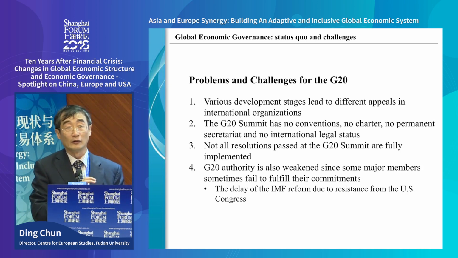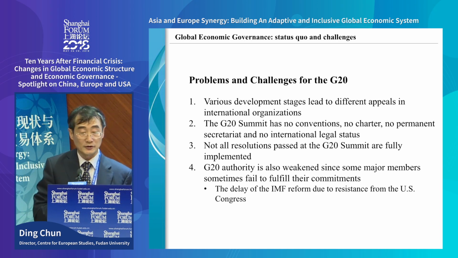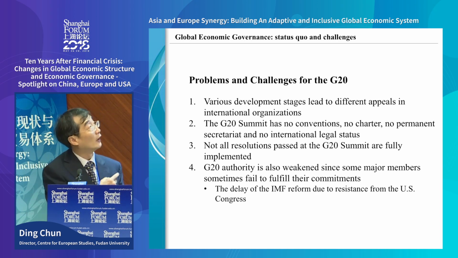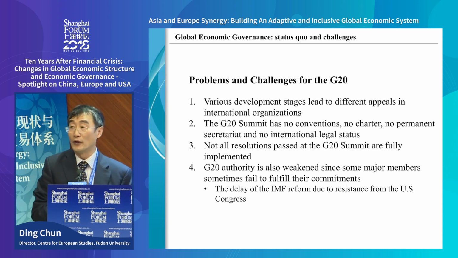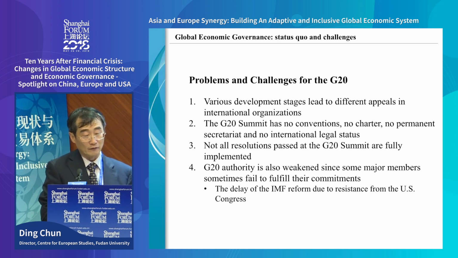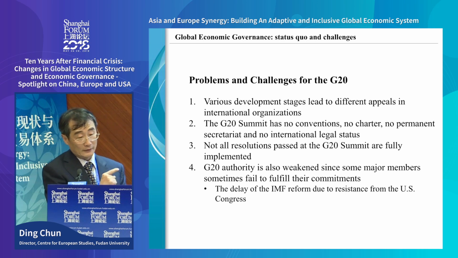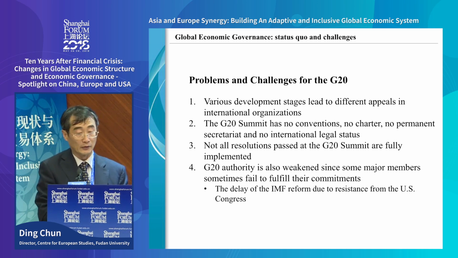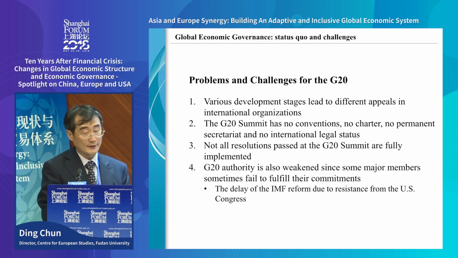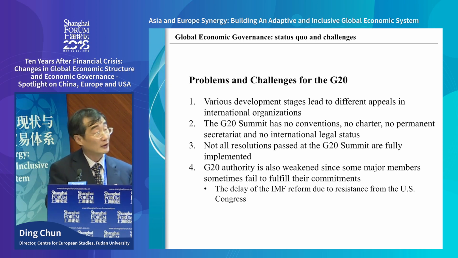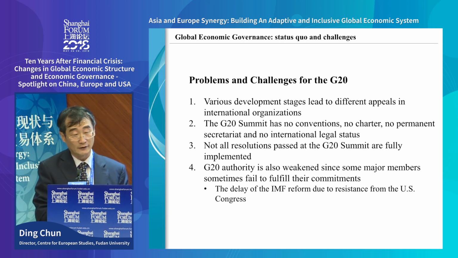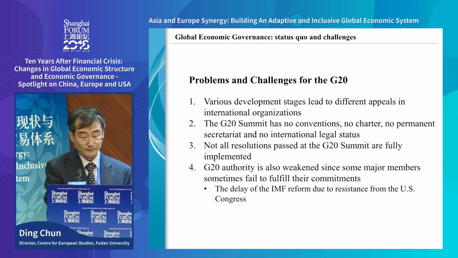And then I focus on the problems and challenges for the G20. Here we have these four points which could emphasize the challenges the G20 has. Especially I will take this second point as an example. With the G20, we have this platform for global economic governance. Good. But there are no conventions, no charter, no permanent secretariat, and no international legal status.